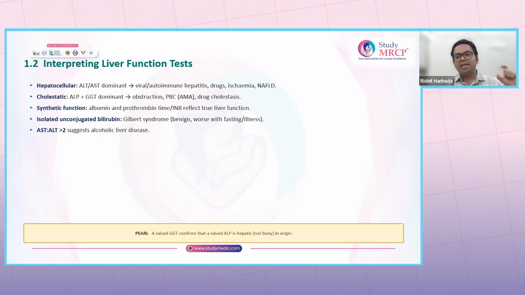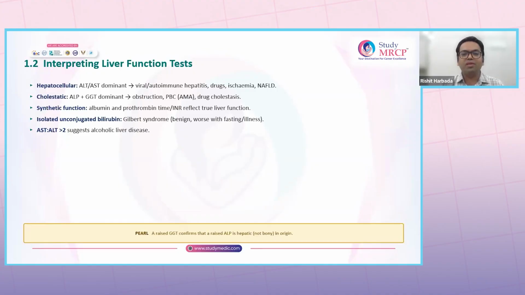Normally, as I said, ALT is much more specific for hepatitis, and if the ALT is much more increased compared to AST, always think about these diagnoses: viral hepatitis, autoimmune hepatitis, drugs, or NAFLD. But in the case of alcoholic hepatitis, the reverse is true. So always remember that if the AST is elevated much more compared to the ALT, then always think about alcoholic hepatitis.